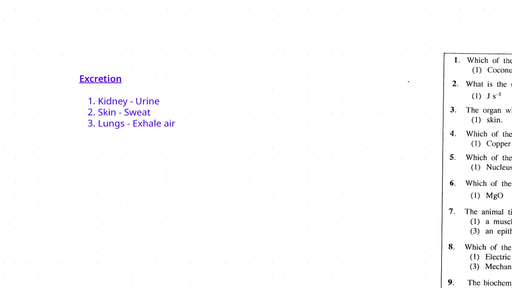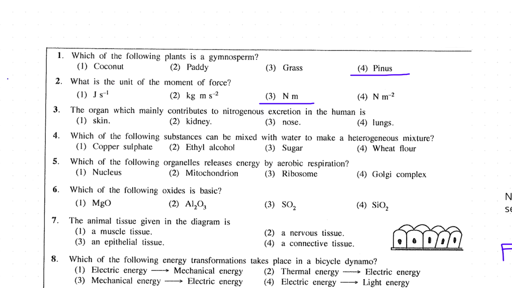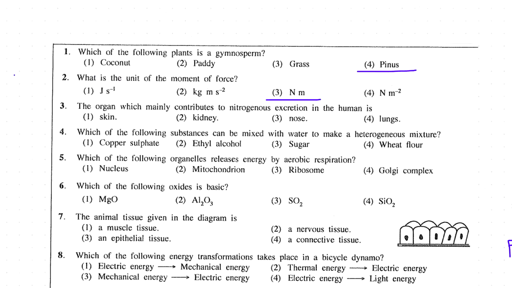They are asking which organ mainly contributes to nitrogenous excretion in humans. Kidney, skin, and lungs are our three main excretory organs. Nose is not an excretory organ. From these three also, kidney is the main one.